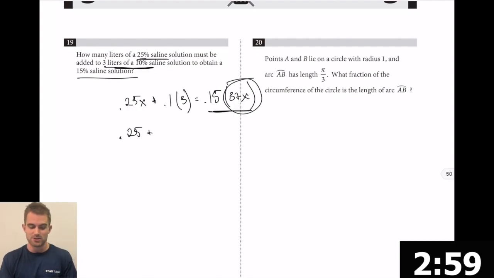I wanna make sure that we get a chance to go back to number 12. Points A and B lie on a circle with radius 1. Arc length is pi over 3. What fraction of the circumference of the circle is arc length B? Line of circle. So has a length of pi over 3.